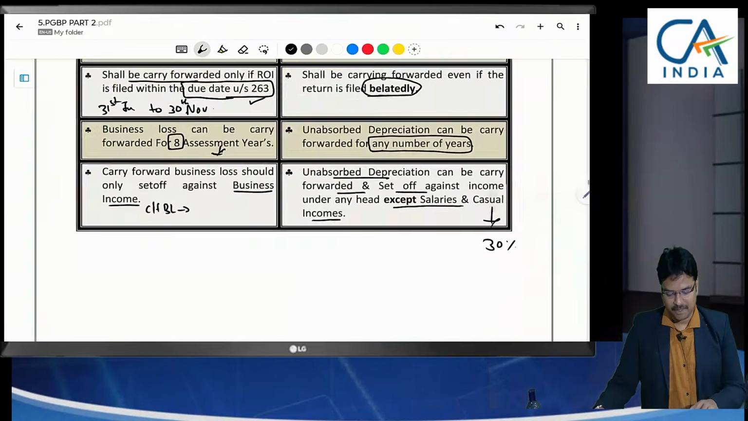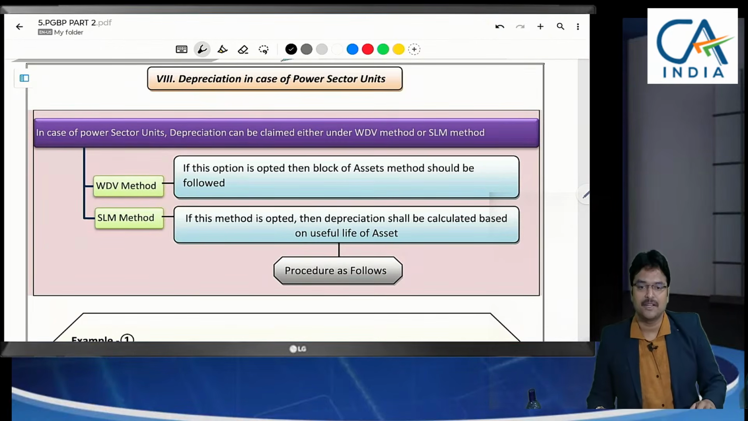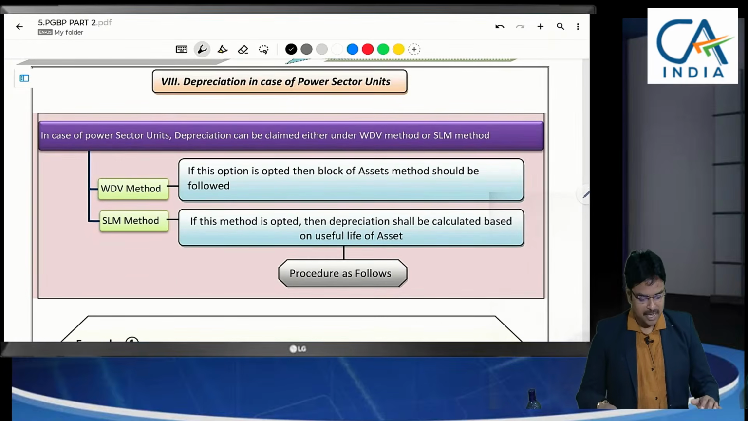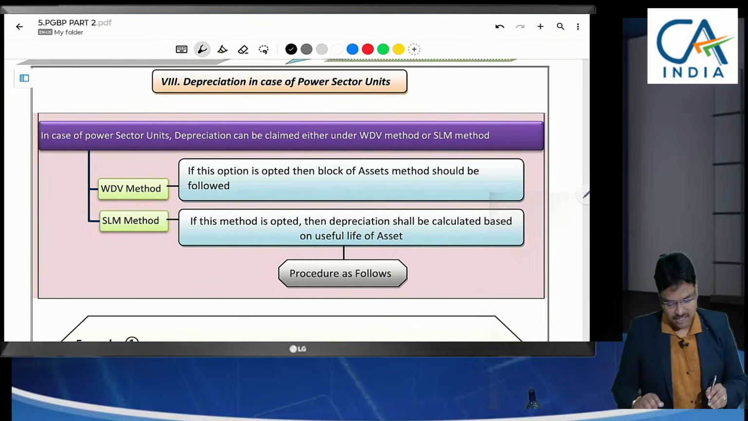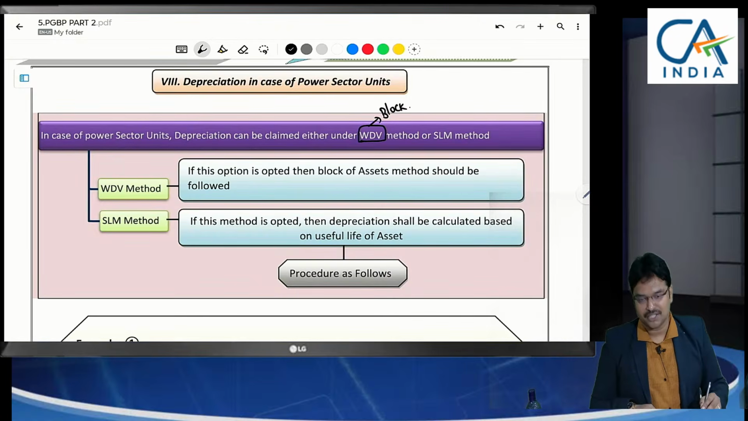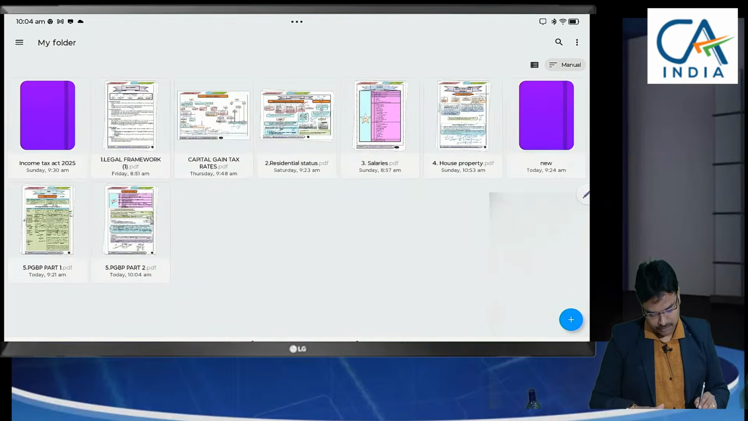So, 7 topics we have completed. Recently, additional depreciation and unabsorbed depreciation were also dealt with. Next, coming to the 8th topic. In case of power sector units, they have 2 options. Either you follow the WDV method. If the WDV method is followed, the block of assets concept will come into existence. Or you follow the straight line method.